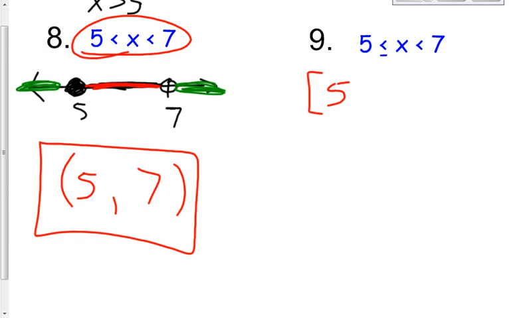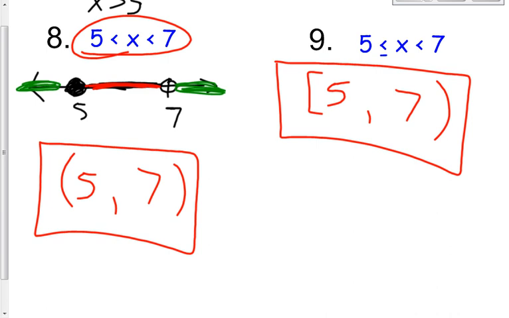It starts at 5, and it can equal that, so we put a bracket there. Comma, and we go to 7. It cannot equal 7, though, because this is not less than or equal to. It is just less than. So this is your answer for number 9.